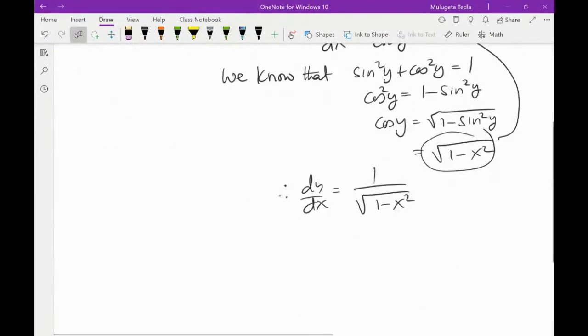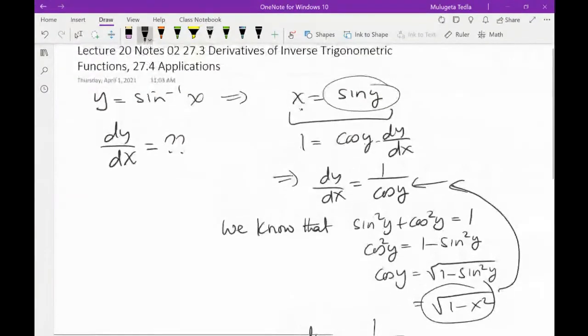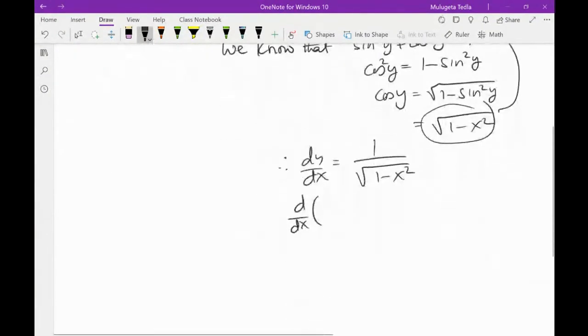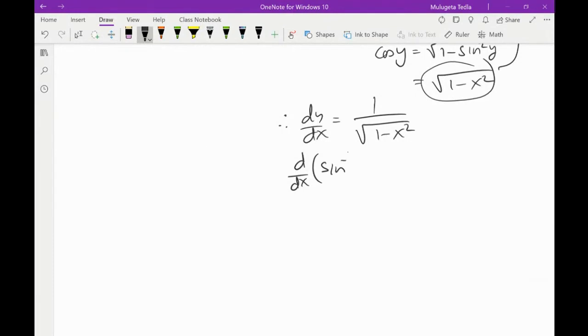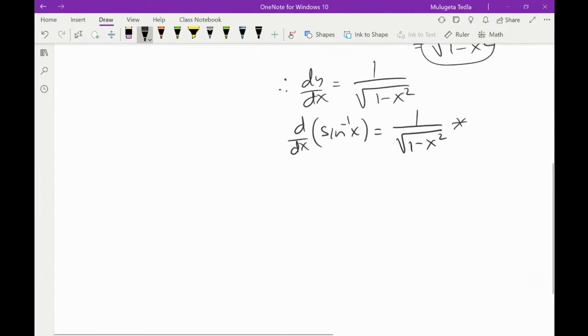What is y though? Y was sine inverse x. The derivative of sine inverse x is 1 over the root of 1 minus x squared. Okay, so with this, we want to just summarize.